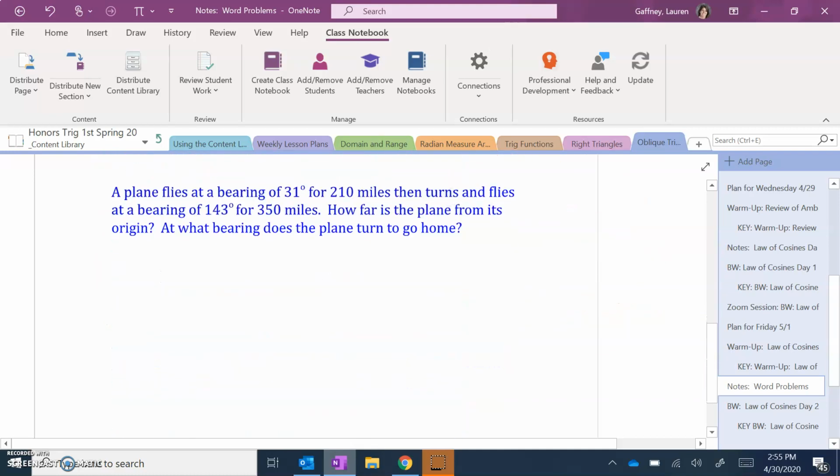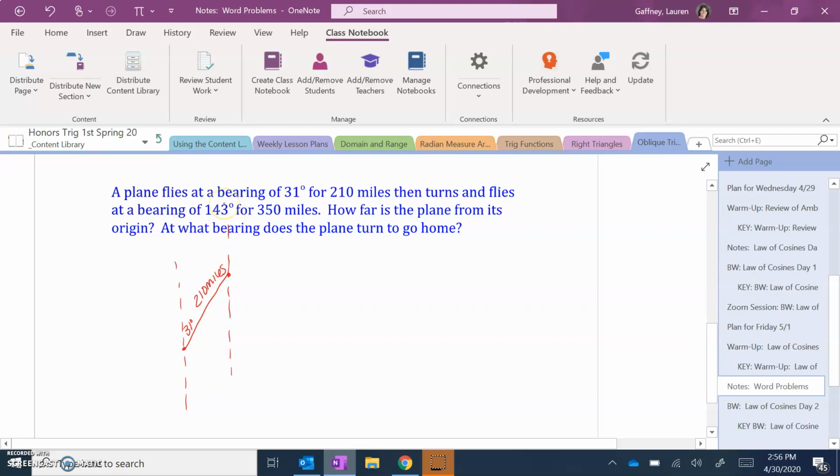Okay, a plane flies at a bearing of 31 degrees. So let's put in our vertical dashed line for bearing. There's no north, south, east, west, so that's just from due north. That's your traditional bearing. So 31 degrees for 210 miles. It then turns. So let's put in our next dashed line. You need to have appropriate pictures for all of these. At a bearing of 143 degrees.